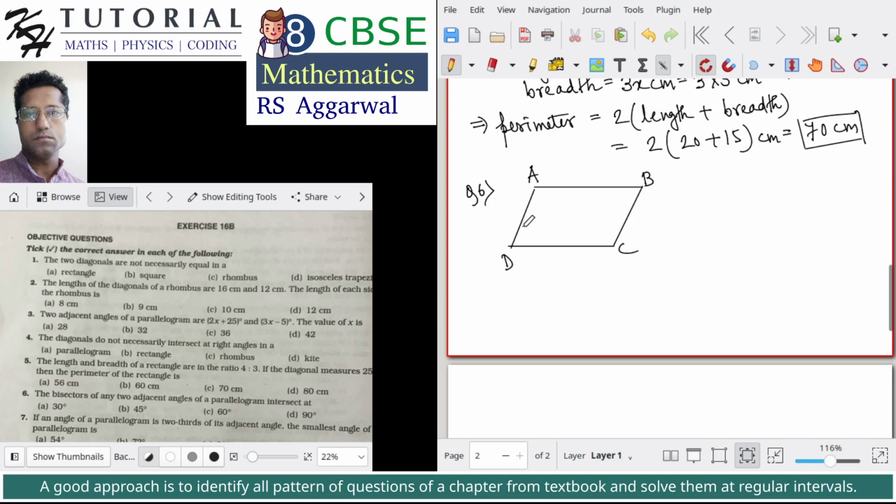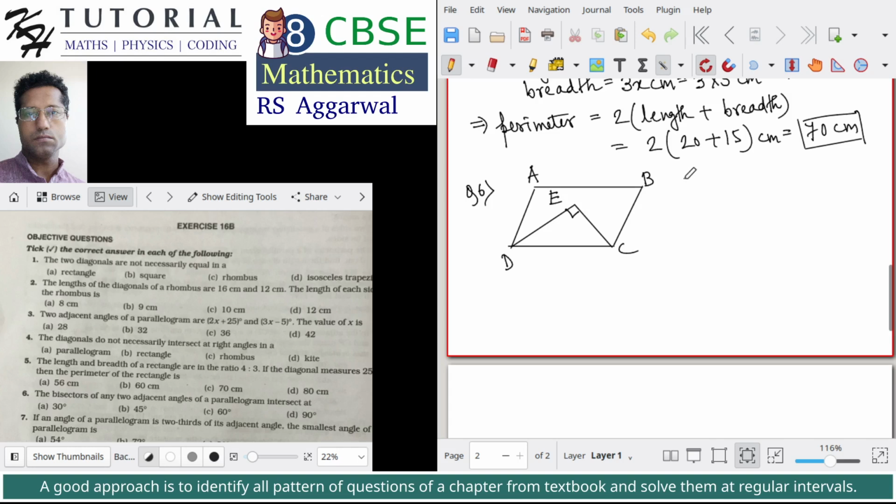So the bisector of angle D, let's say, is DE, and the bisector of the angle C, let's say, is this, and they intersect at the point E. We have to prove that angle DEC is 90 degrees. How can we prove it? Okay, now it is quite easy.